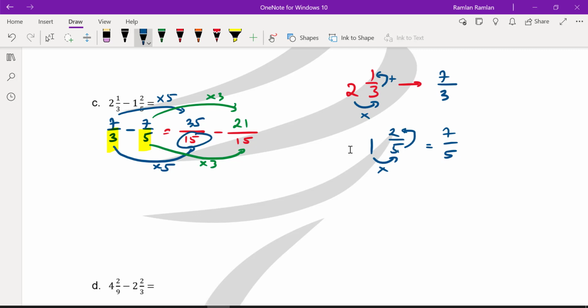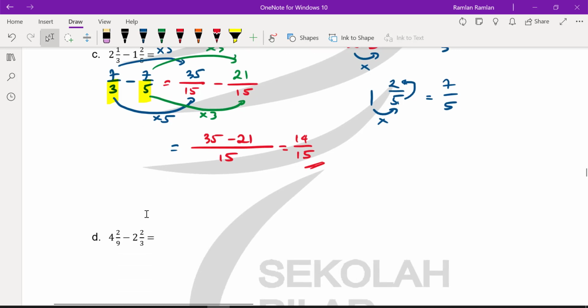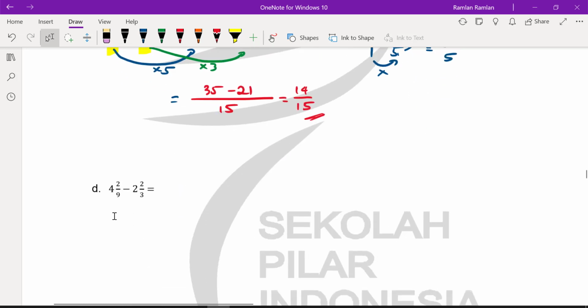Now we have the same denominator. Now we can do the same exact method like we did for question A and B. So the denominator doesn't change, and you only need to do the process on the numerators, 35 and 21, and it's being subtracted. So it's just 35 minus 21. Okay, 35 minus 21 is 14. So it's just 14 over 15. So that's the final answer. Okay, so I would like you to do the same method and try question D.